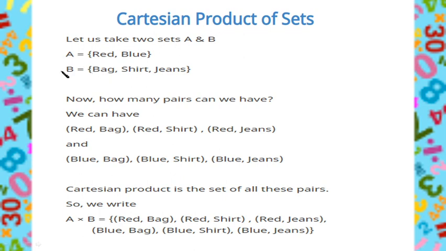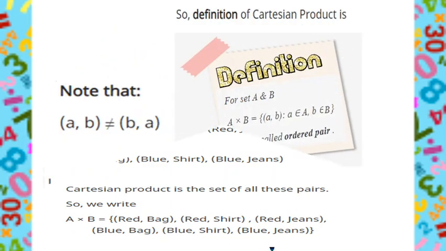examples. First one, we have taken two sets. Set A is red, blue, and set B is bag, shirt, and jeans. Now, how many pairs can we make? If we start making the pairs by taking the elements of set A first of all, the pairs will be red bag, red shirt, and red jeans. Blue bag, blue shirt, and blue jeans. So, Cartesian product is basically the collection of all these ordered pairs.